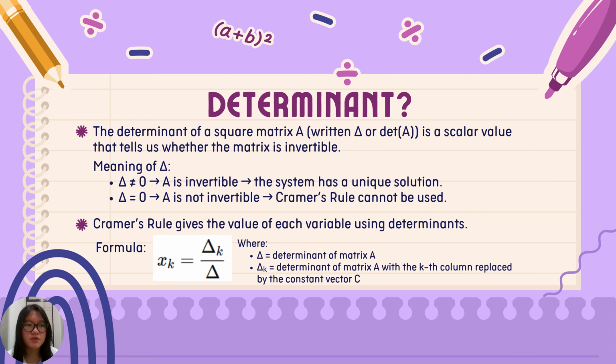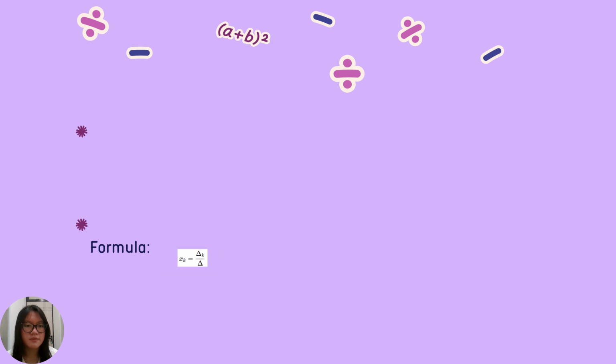When delta is not equal to 0, matrix A is invertible, which means our system of equations has a unique solution. This is exactly the situation where Cramer's rule can be applied. However, if delta equals 0, matrix A is not invertible, and we cannot use Cramer's rule. In this case, the system either has no solution or infinitely many solutions. The determinant essentially measures whether our equations are truly independent or if some are redundant. A determinant of 0 indicates that our equations are somehow dependent on each other.